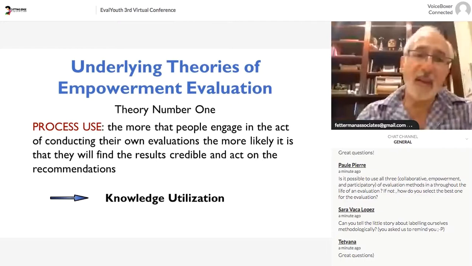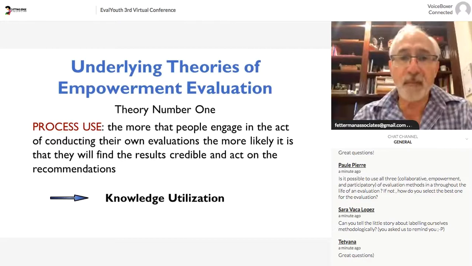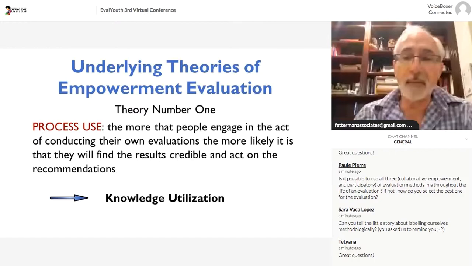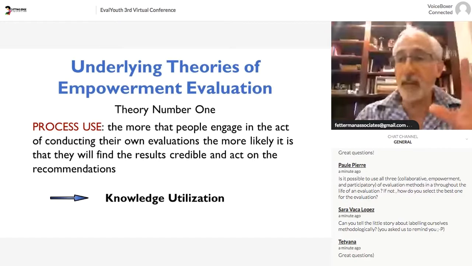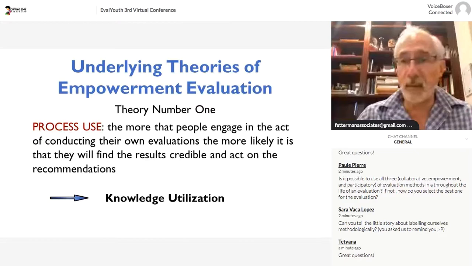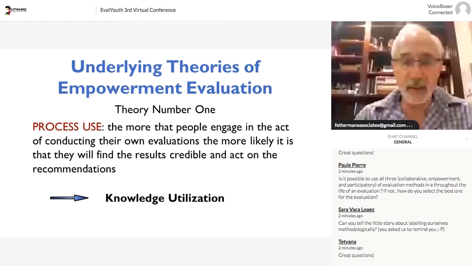One of the underlying theories of empowerment evaluation is process use. And that really is that the more that people are engaged in the act of conducting their own evaluations, the more likely it is that they'll find the recommendation, find the results credible and act on them because they're theirs. This helps one of the biggest problems we have in the entire field, knowledge utilization. Most of our stuff is done extremely, extremely well. And I go through literally thousands of pieces a year that I review for various purposes. And it's actually pretty high caliber, but it sits and gathers dust very often. So this enhances knowledge utilization because people want to see something move with it because it's theirs.